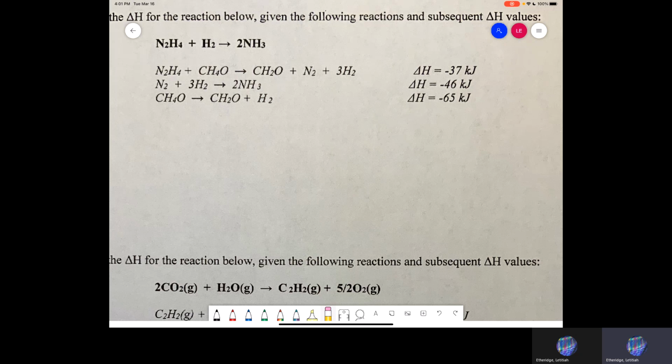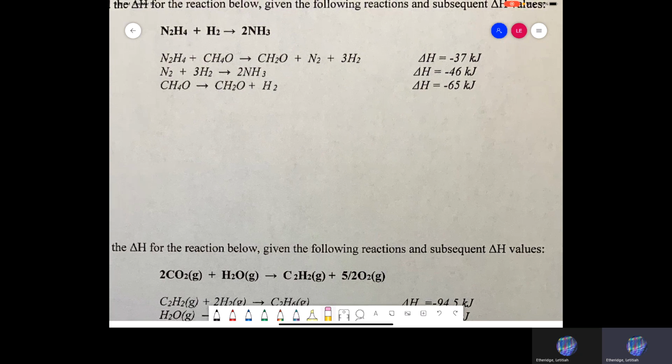Hey everybody, so I wanted to go through the last three questions that are on your Hess's Law worksheet. Number 5 was particularly interesting, I guess, for everybody, but we're going to start with number 4. So I'm going to do 4, 5, and 6, and then I'll upload these for you.